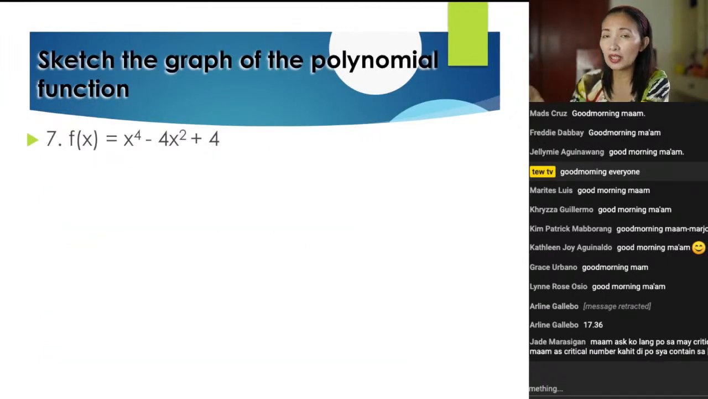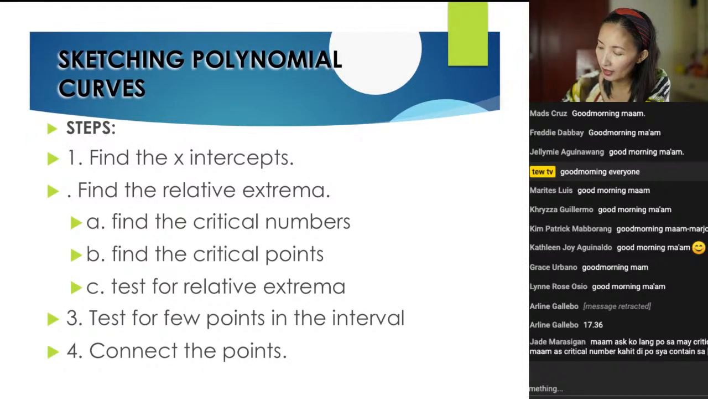The second derivative test says if f double prime of c, the critical number, is positive, it's a relative min. If f double prime of c is negative, it's a relative max. That's the second derivative test. Okay, so sketch the polynomial function x to the fourth minus 4x squared plus 4. How shall we do that? We follow the steps as listed here.